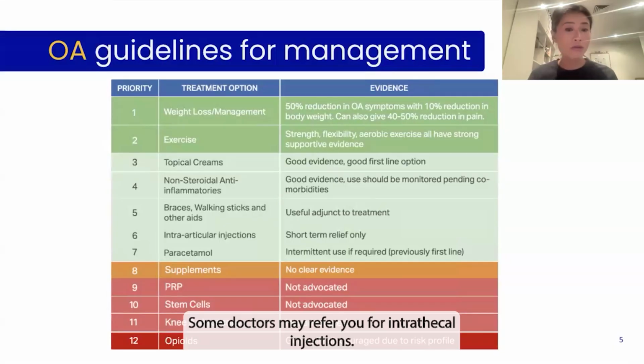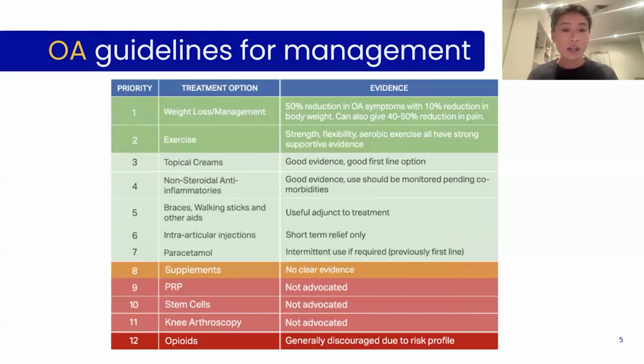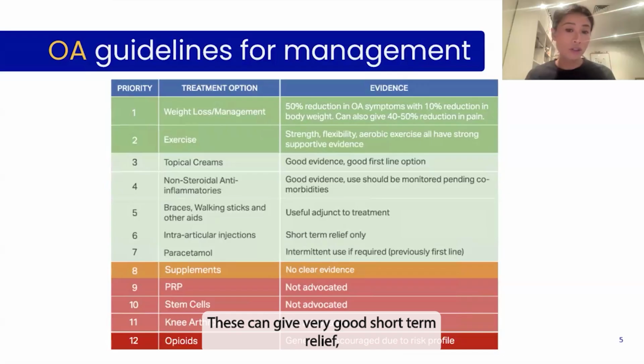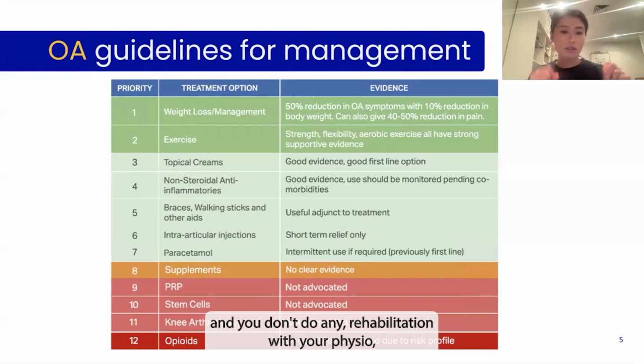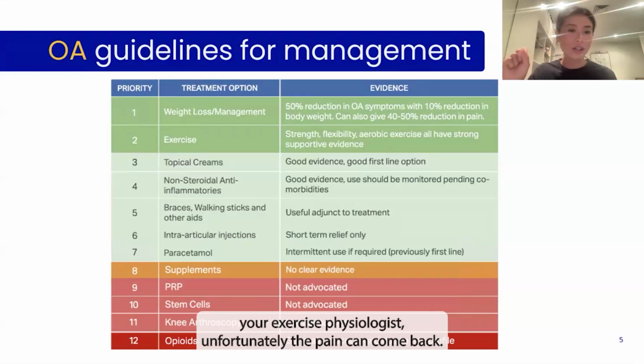Some doctors may refer you for intra-articular injections. These can give very good short-term relief, but short-term relief is probably the key here. So for a lot of people, if you just do the injection and you don't do any rehabilitation with your physio or your exercise physiologist, unfortunately the pain can come back.